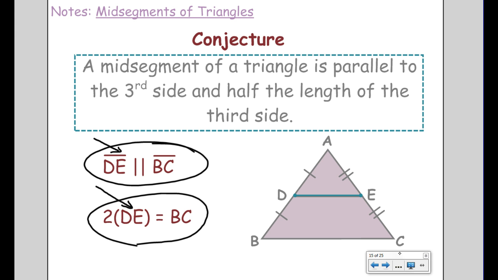Up here, these are segments. A segment is parallel to a segment. Down here, these are numbers. This is the distance from D to E. That's a number, not a segment. This is the distance from B to C. That's a number. So you don't put segment symbols over numbers. You put it over segments. So this is an object, and this is a number. Object, number. Okay, y'all don't care.